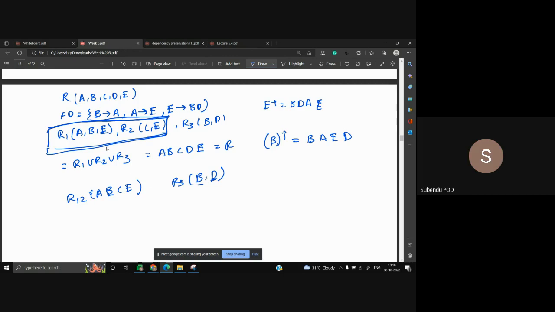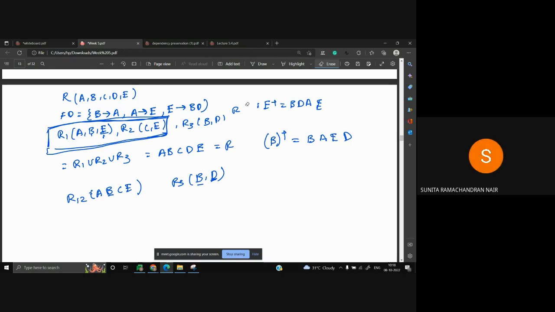Here B is common in R1 and R2. In some cases, R2 and R3 may have a common attribute, then you have to check R2 and R3 first, then check R1 with R2, R3. If there are three or more than two relations, then we take the union of two and then check it with the third one. You have to see the common attribute, the intersection, and then check accordingly.